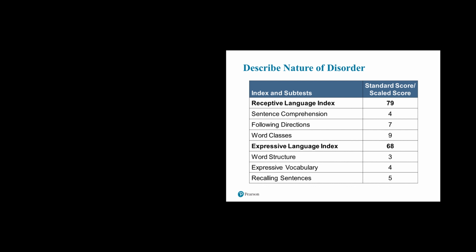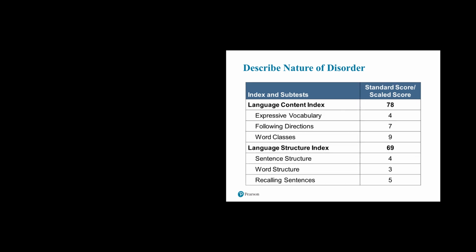And if we look further into the scores for the nature of the impairment, we can see that her language content score, which is a measure of semantic development, is a 78, and it is in the below average range. Her language structure index score, which is an overall measure of the ability to interpret and produce word and sentence structure, is a 69, and it's in the very low or severely impaired range.